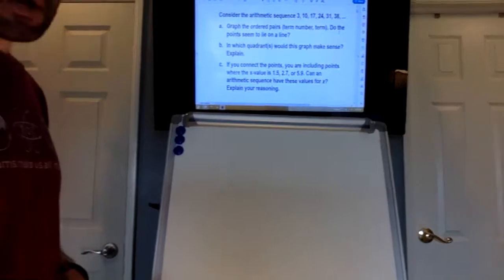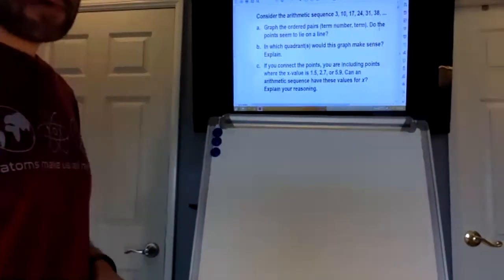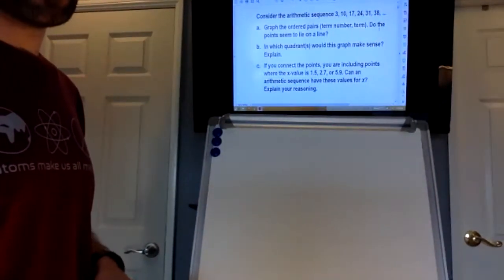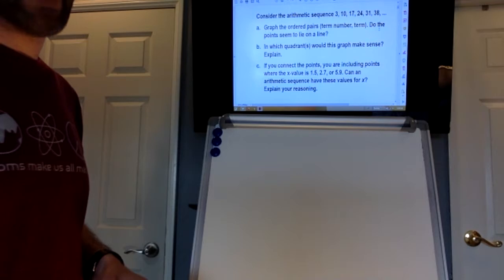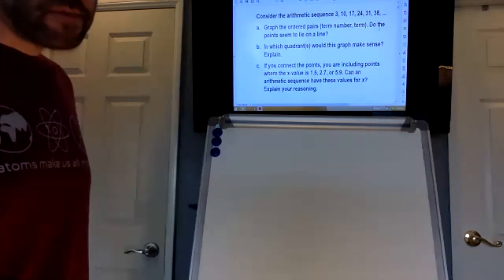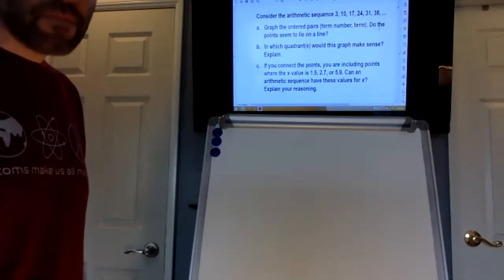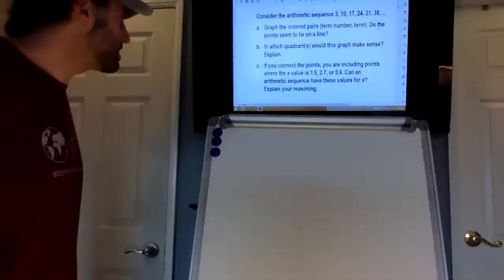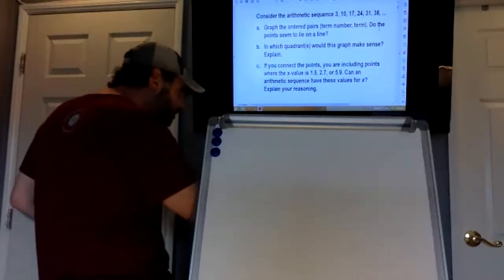All right. I have an arithmetic sequence problem for you guys. An arithmetic sequence is a sequence of numbers in which you're adding the same amount or subtracting the same amount every time. I suppose I can make that slightly larger, maybe?